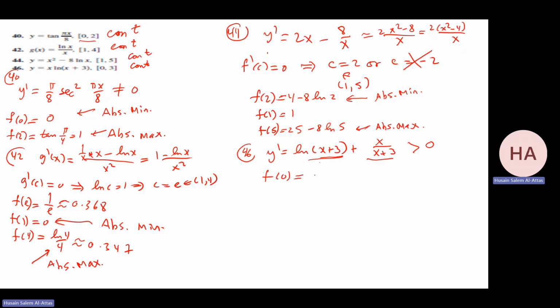f at 0 will be 0. f at 3 would be 3 ln 6, which is positive. So this is the absolute maximum, and this is the absolute minimum.